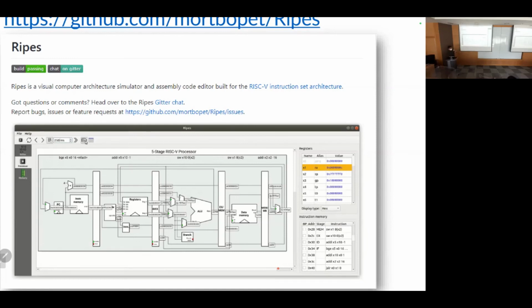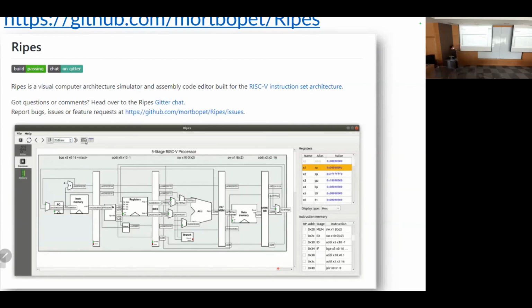So if you have difficulty understanding how the instructions are really executed and handled in a 5-stage pipeline processor, you can install this Ripes tool, and then you can run some example code. You can write assembly code. We already ran several RISC-V instructions in chapter 2, and based on that, you can write some very simple assembly code.